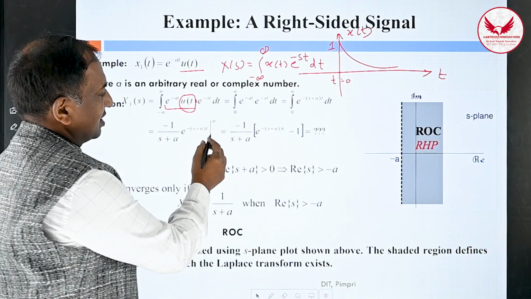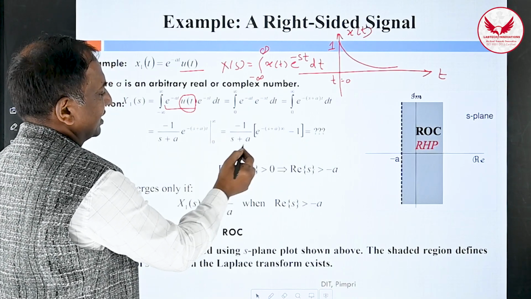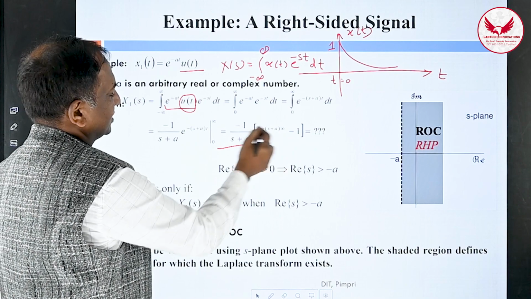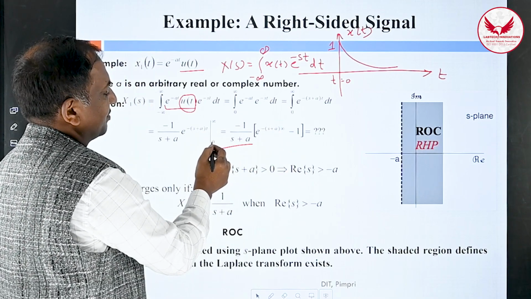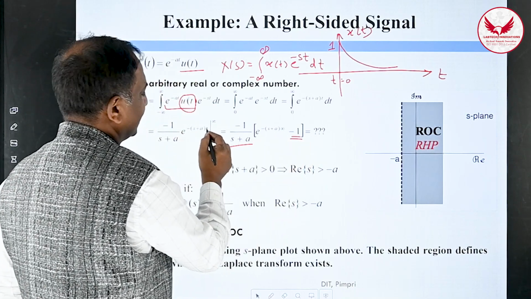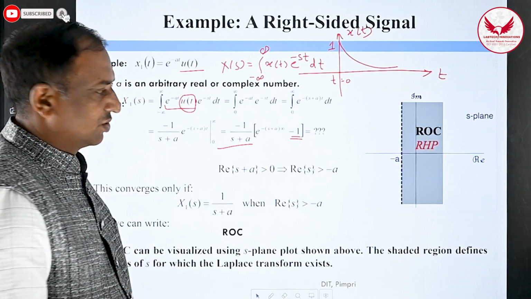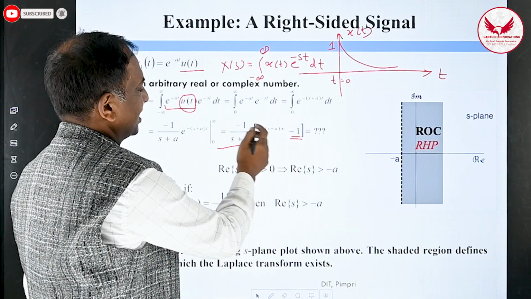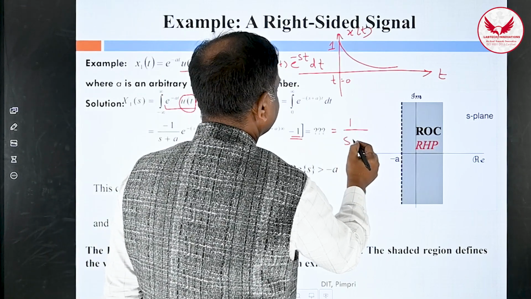So you put the upper limit minus lower limit, so minus 1 upon s plus a, we will take it outside, and in the upper limit I will put the value t is equal to infinity, and in the lower limit I will put the value t is equal to 0. e raised to 0 is equal to 1 and for t equal to infinity, e raised to minus infinity is 0. So in total it will become minus, minus and minus is equal to plus. So this is equal to 1 upon s plus a.